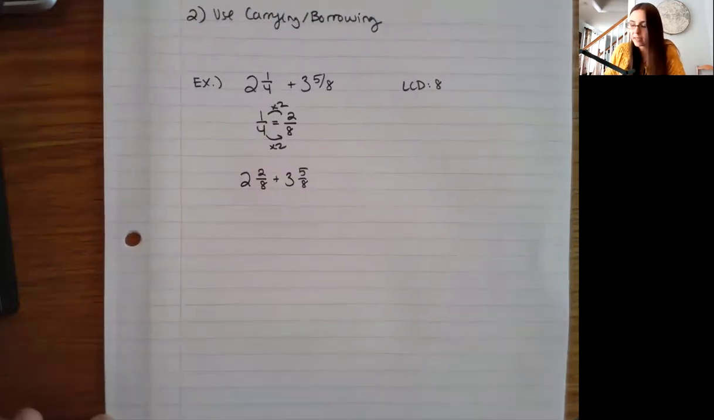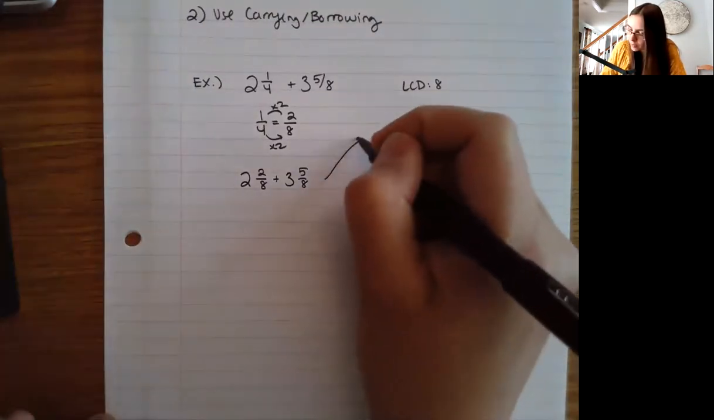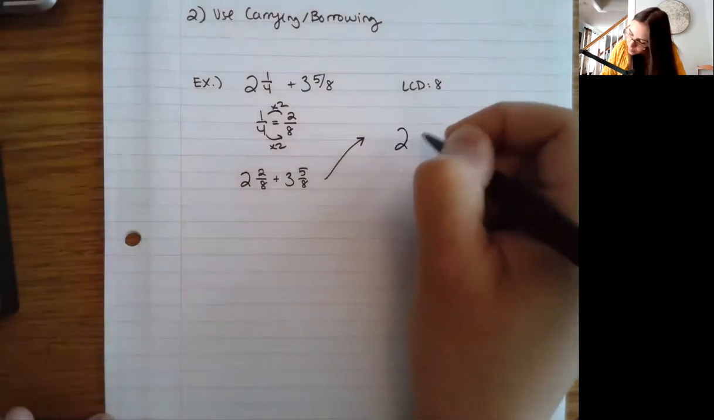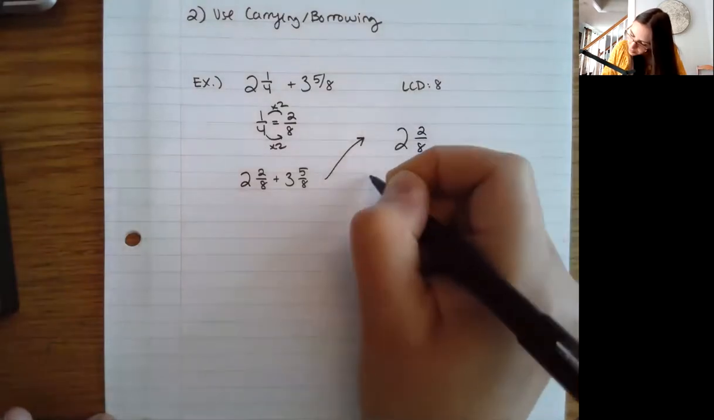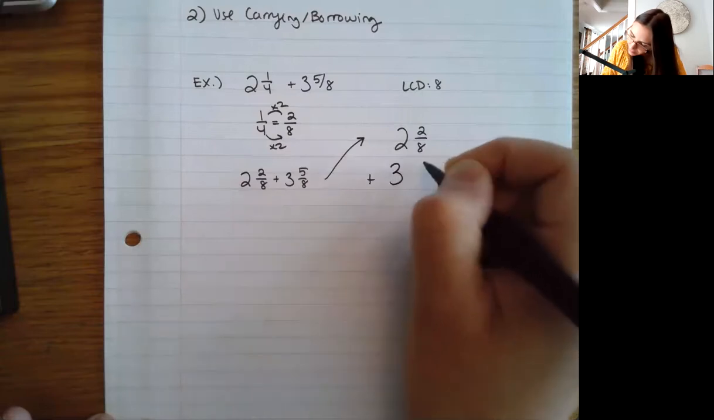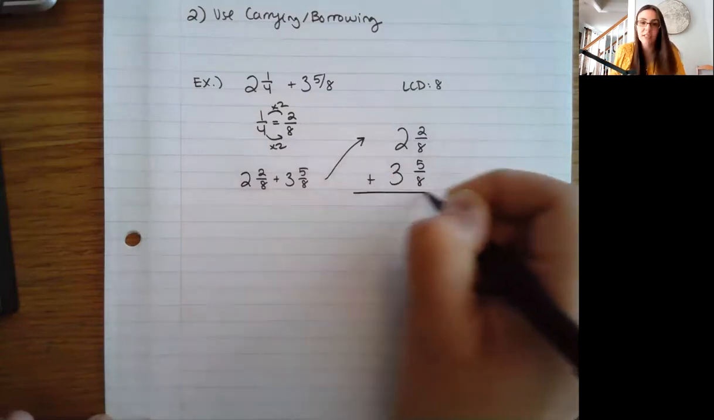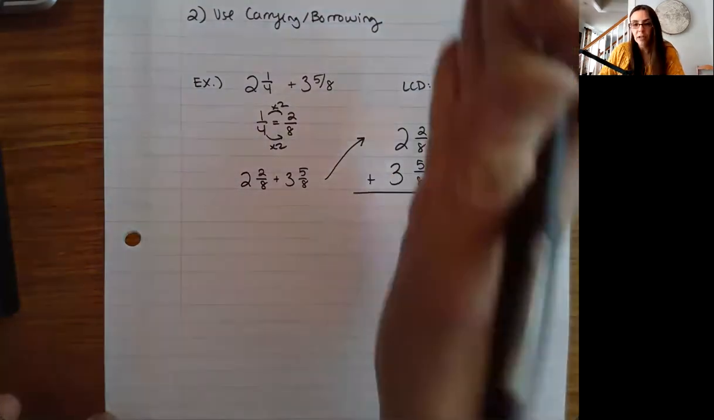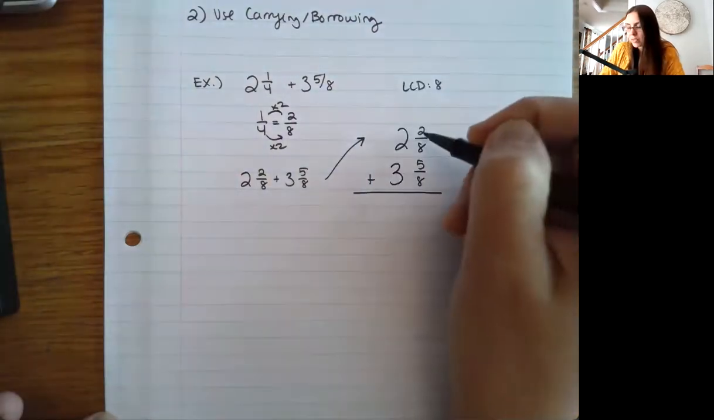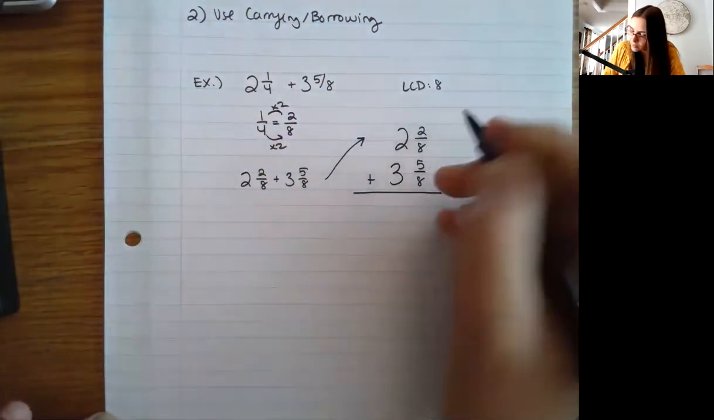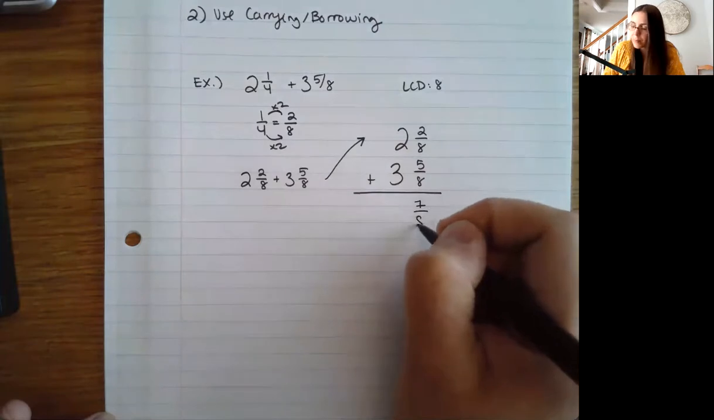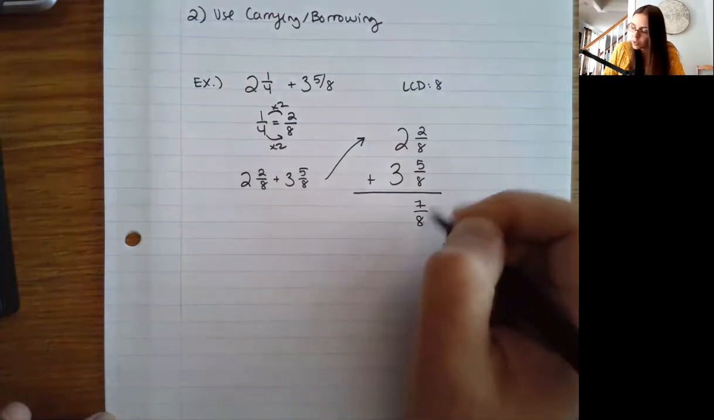Now, a lot of times when we're adding like this, it is helpful to do it vertically. So I have 2 2/8 plus 3 5/8. And I'm going to go ahead and just add. So I'm going to add my fractions first. So I do 2/8 plus 5/8. Well, 2 plus 5 is 7, so this is 7/8. This is still a proper fraction, so it's fine. And then 2 plus 3 is 5.